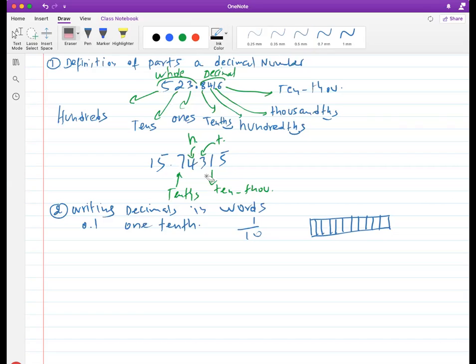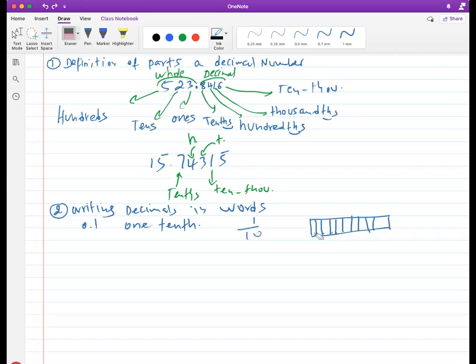Let me go back a little bit. So approximately, let's assume these are equal. Still one more. Okay, so let's assume these are equal pieces. So we divide that into 10 equal pieces and you just take one out of them. So that's what 1/10 is.